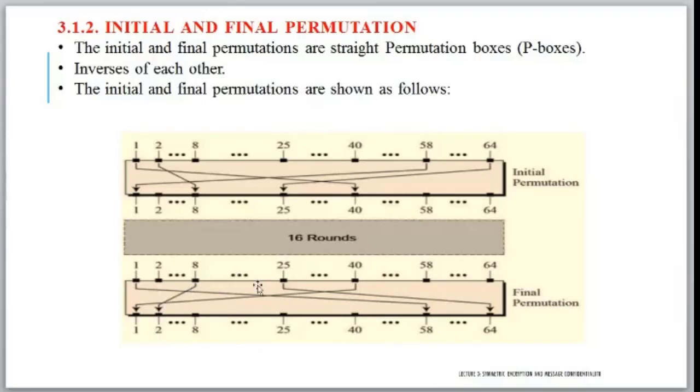The value available in the 5th position will be moved to the 64th. The value available in the 40th, whether 0 or 1, we are going to move to the first position. So this is the final permutation we are doing here.